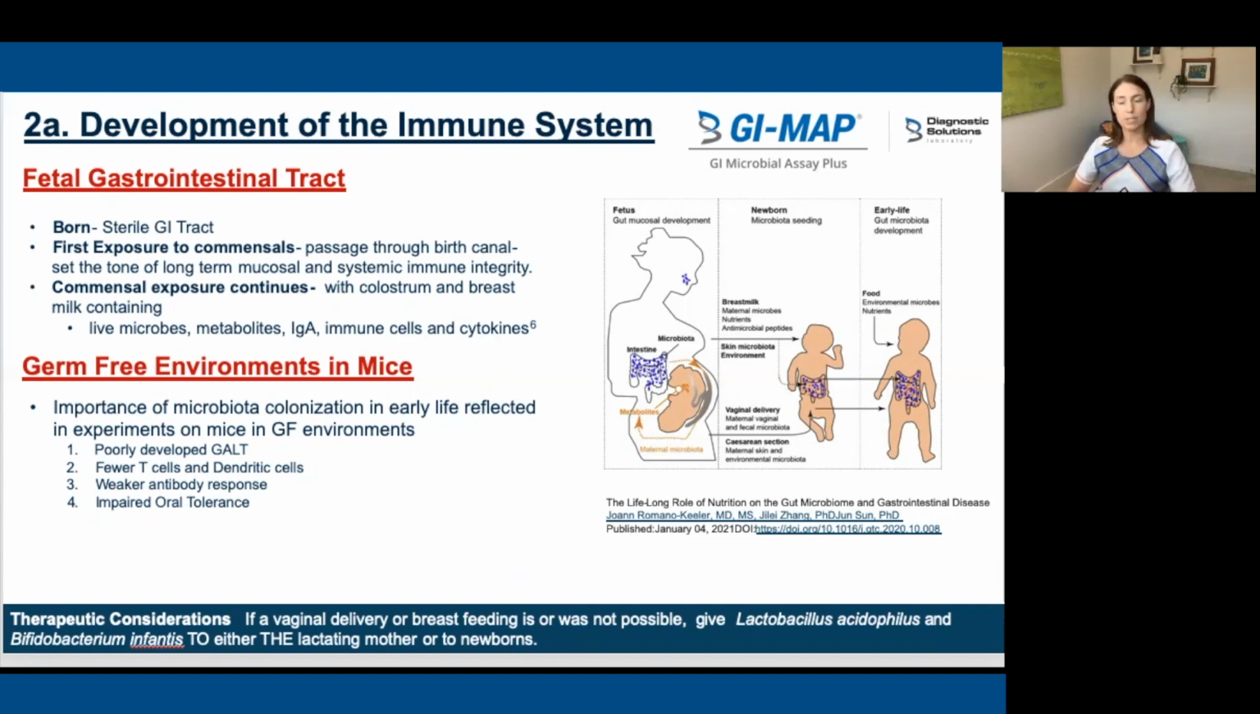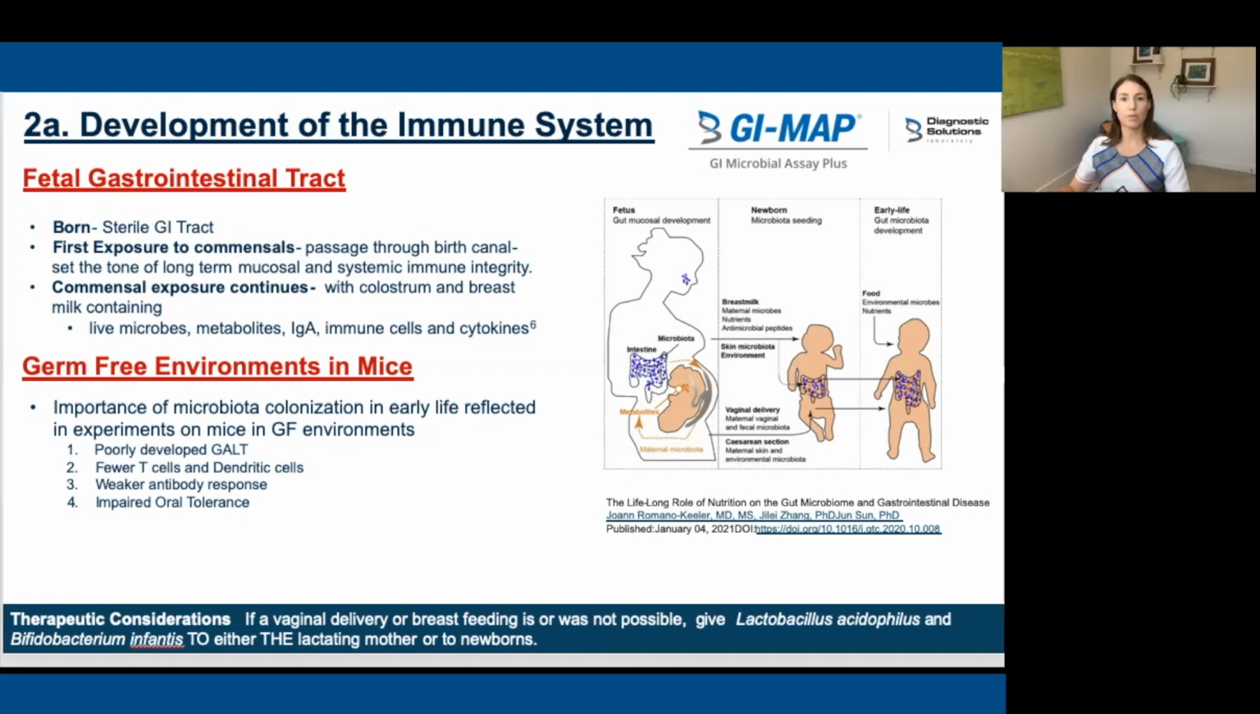So if this is a situation for you or your patient, a treatment consideration to get that early exposure would be to give the lactating mother or the newborn some Lactobacillus acidophilus and Bifidobacterium infantis, and that will help with that early exposure to some microbiota.